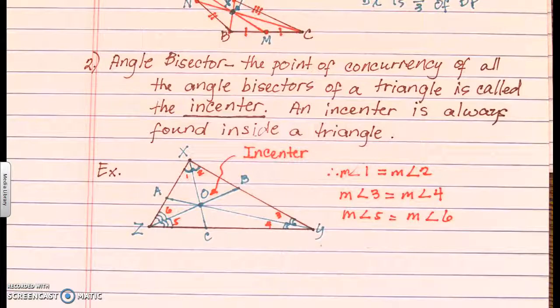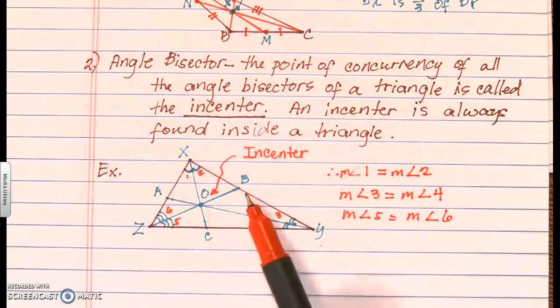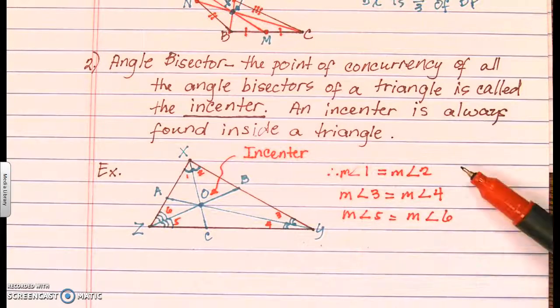So the next is angle bisector. The point of concurrency of all the angle bisectors of a triangle is called the incenter. An incenter is always found inside a triangle, whether it is acute, obtuse, or right. An example is triangle XZY, and in this case, line segment XC is an angle bisector. Line segment YA is an angle bisector, as well as ZB. Because of those three being angle bisectors, all these are going to happen.